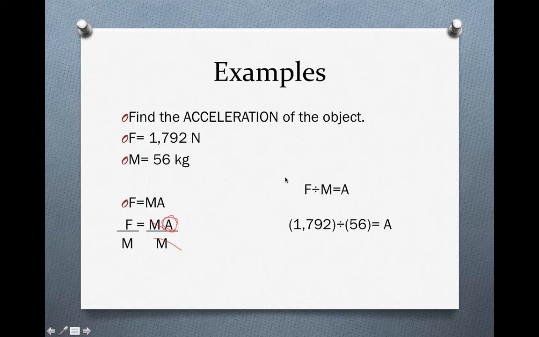Now our new equation looks like force divided by mass is equal to acceleration. So that's 1,792 divided by 56 will give us the acceleration. And in this problem, our acceleration is 32 meters per second squared. All right, make sure that you keep these units here. All right, because if you just put meters per second, that's just speed. All right, that is not the units for acceleration. Acceleration is always meters per second squared.